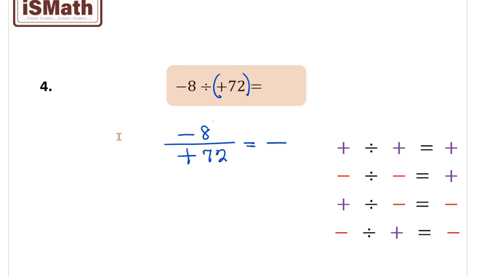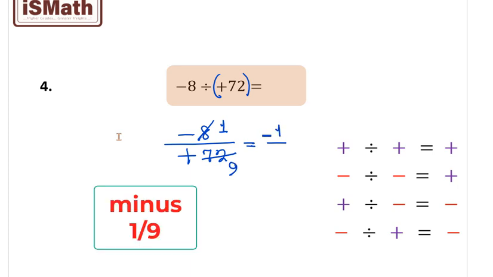And now 8 can go in 8 one time. And then 8 can go in 72. How many times? 9 times. So our answer would be 1 over 9. So the answer here is 1 over 9.